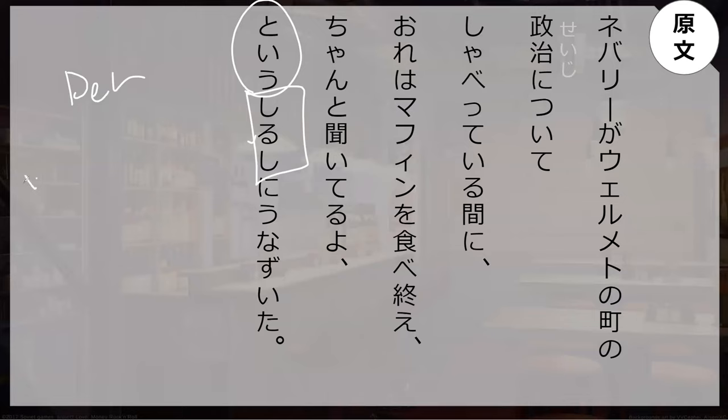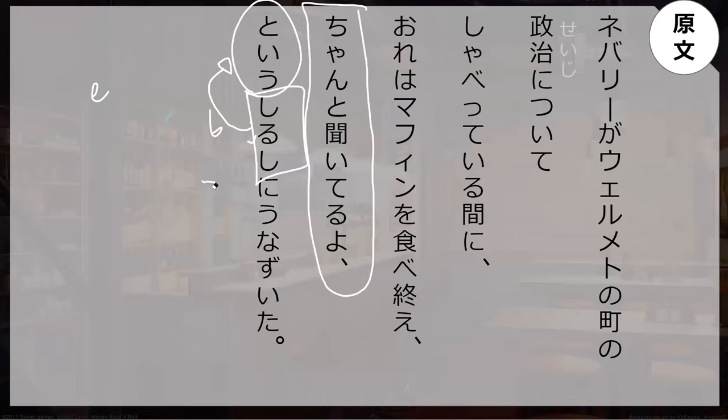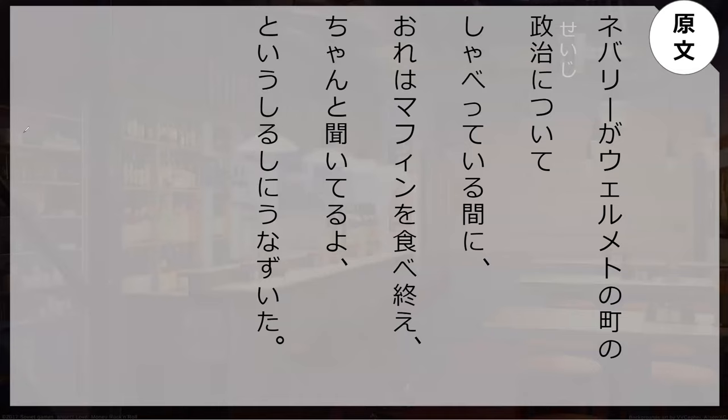For example, kore right here would be a shirushi that is a kokoro. Kokoro toiu shirushi is that. Or perhaps aishiteru toiu shirushi could also be the kokoro mark, right? Because shirushi is a symbol, and we're defining the symbol as meaning: chanto kiteru yo. Toiu shirushi ni unazuita. Chanto kiteru yo.